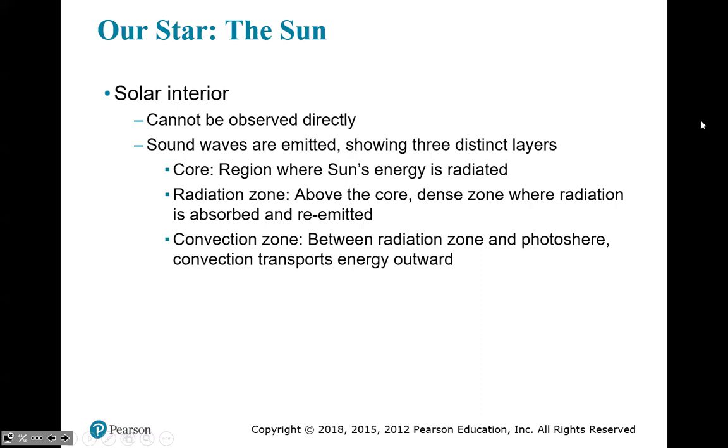The radiation zone above the core is a dense zone where radiation is constantly absorbed and re-emitted. So energy is transmitted primarily by radiation. And then between the radiation zone and the photosphere is the convection zone, where energy is transmitted by convection.